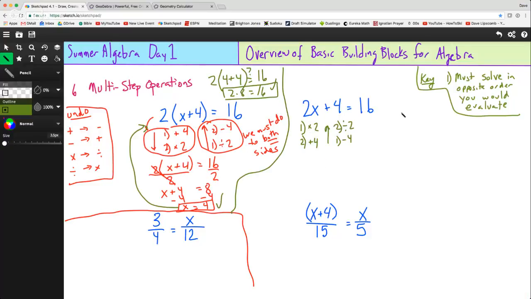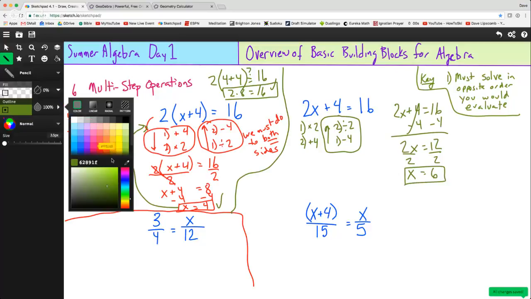So let's write that here. 2x plus 4 equals 16. And this is what we have to do. Well, let's subtract 4 from both sides. So that cancels. 2x equals 12. Now we have to divide both sides by 2. And we get x equals 6.